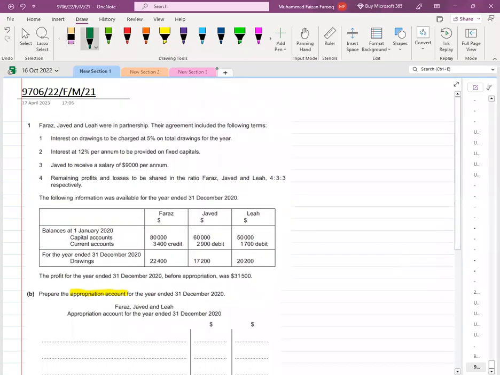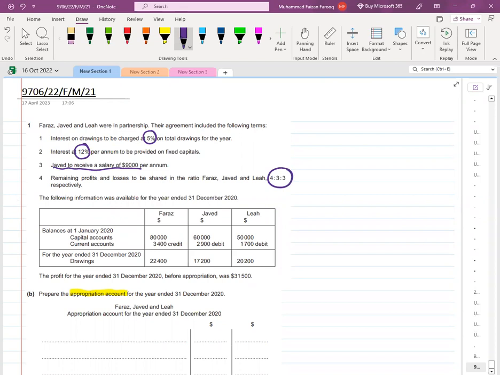This question is from the past paper, Feb March 2021, paper number 22. This question is for partnerships. Faraz, Javed, and Lee were partners in a firm, and there was an agreement: interest on drawing 5%, interest on capital 12%. Only Javed is getting a salary of 9,000 and their profit sharing is 4, 3 and 3.